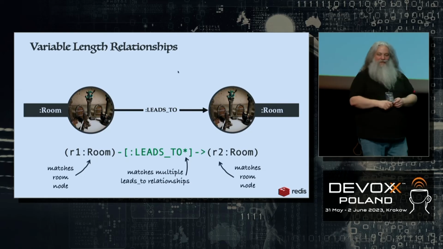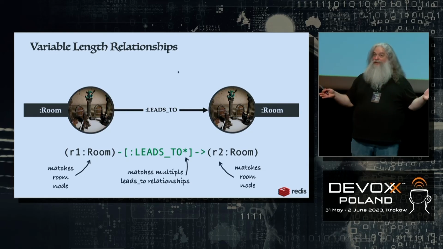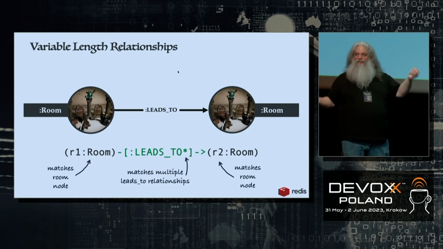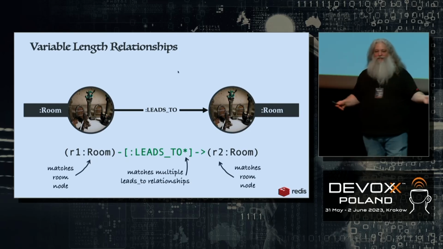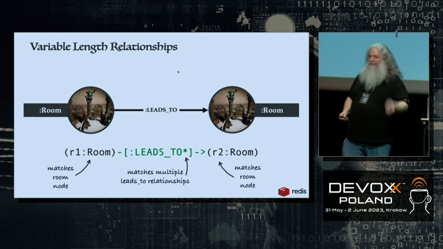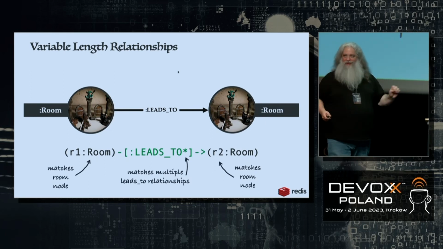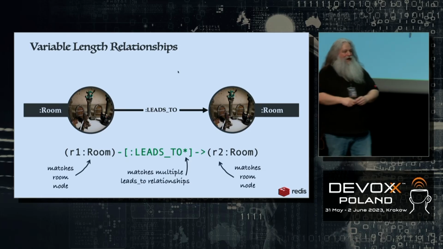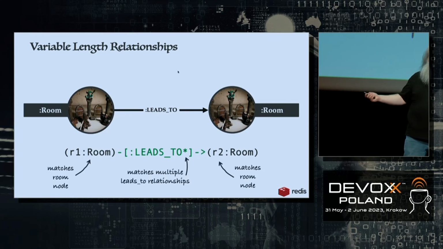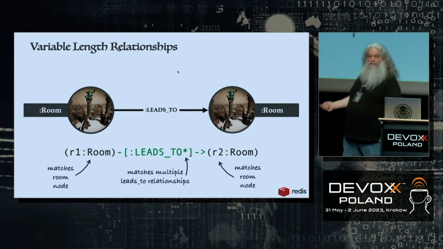And so this lets you match much more interesting patterns. It lets you match all the paths in a graph that connect a room to a room. You can imagine that might be an expensive query. It might be a circular query. The database figures out the circular queries. It doesn't crash. Don't worry. But this lets you match arbitrarily long relationships.